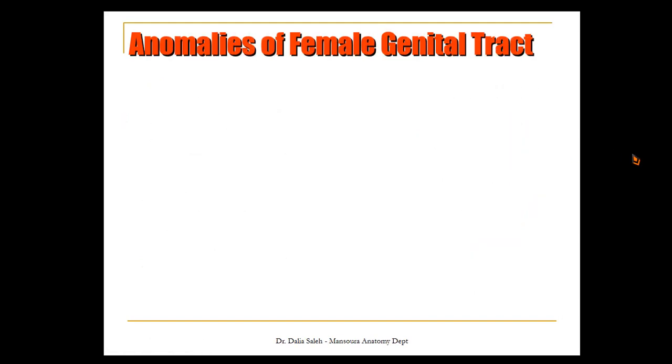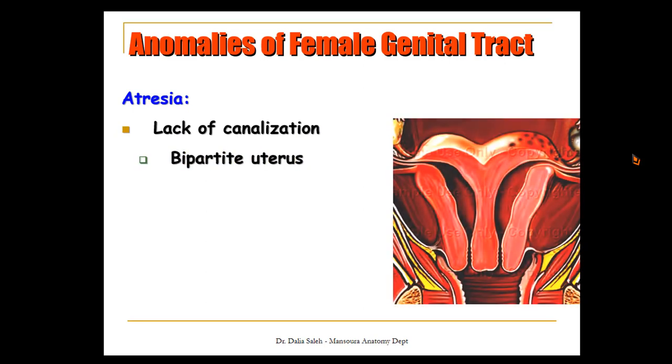The other cause of anomalies could be due to atresia or lack of canalization or improper canalization of the paramesonephric duct during their development. We could end up with something called bipartite uterus, in which you can see a uterus with indentation at the fundus from outside and also a septum hanging in the middle of its lumen, separating it into two cavities.